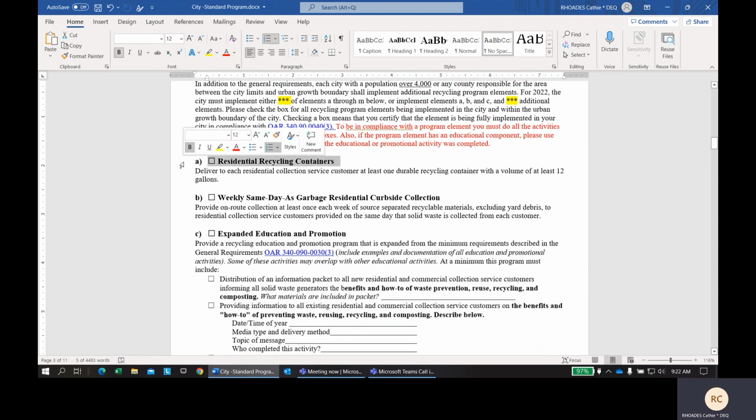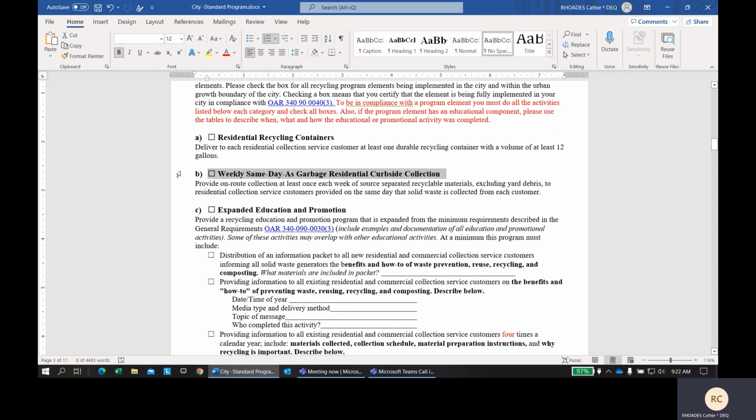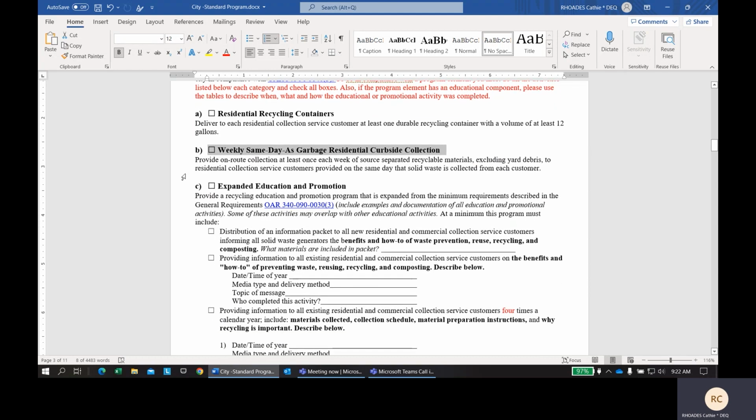So let's go back to Program A. This would be, if your local government chooses Program A, you are required to deliver to each residential collection service customer at least one durable recycling container with a volume of at least 12 gallons. Next, for Program Element B, this is to provide on-route collection at least once a week of source-separated recyclable material. So this would be for a weekly collection program. If you do every other week, you cannot check this box.